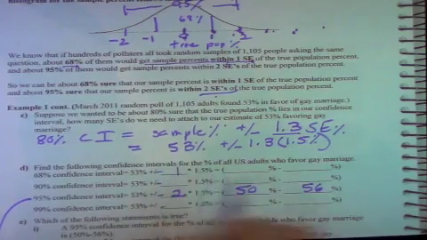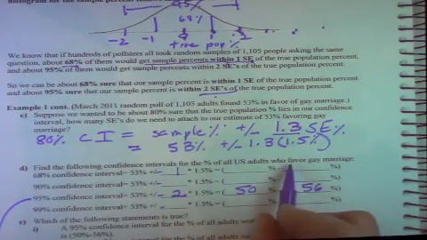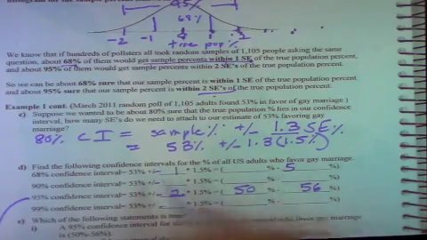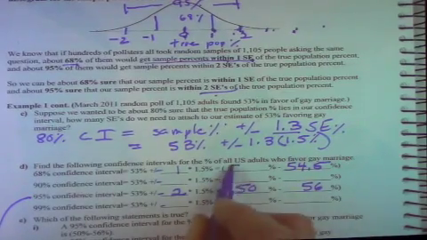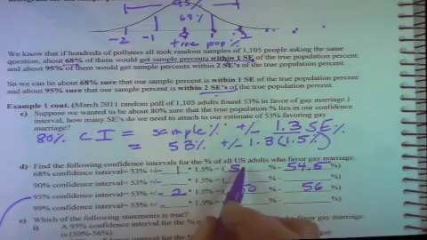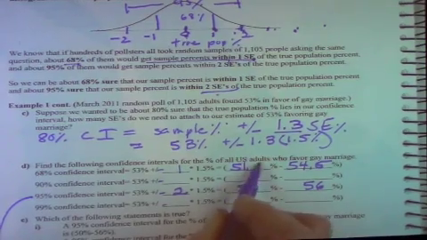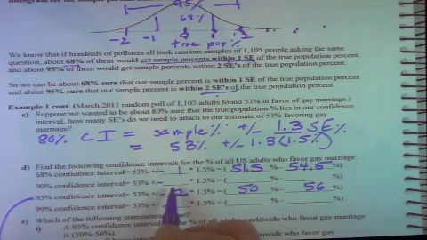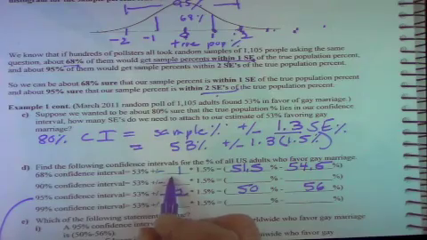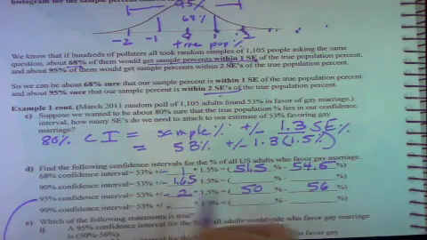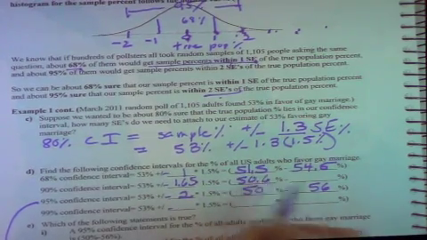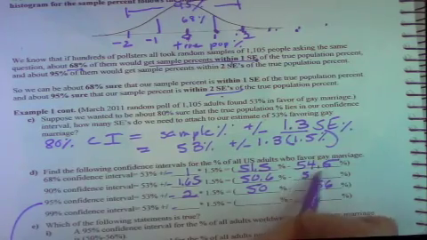This one's real easy. The upper limit will be 53 plus 1.5, and the lower limit will be 53 minus 1.5. All right? A 90% confidence interval, I know this one off, it would be 1.65 times 1.5. And that would take us from 50.6 all the way to 55.4.